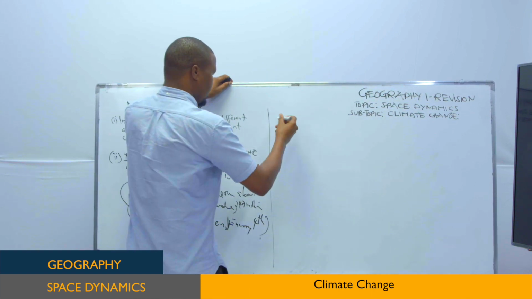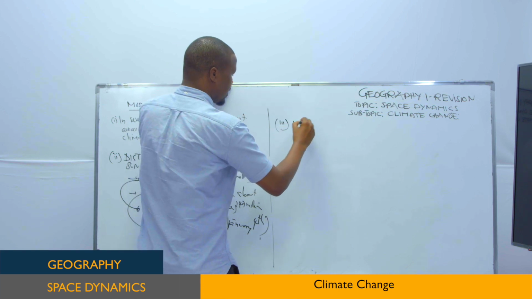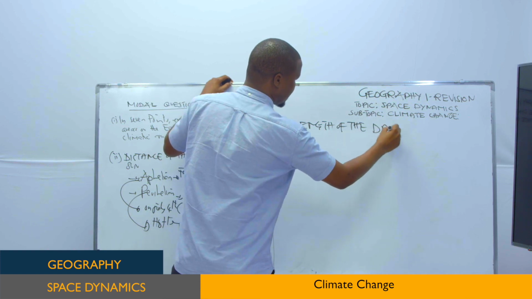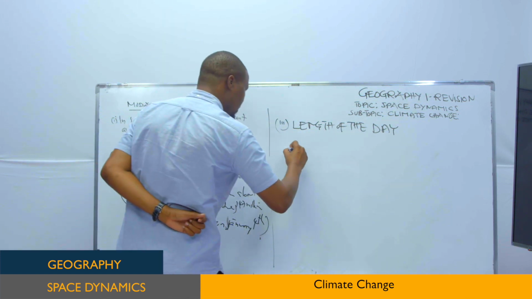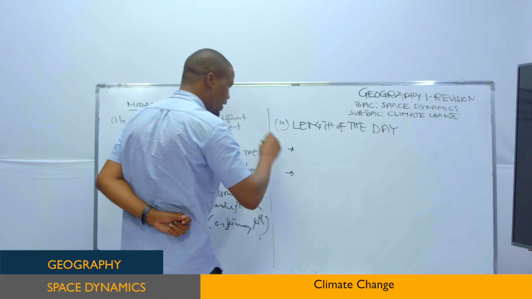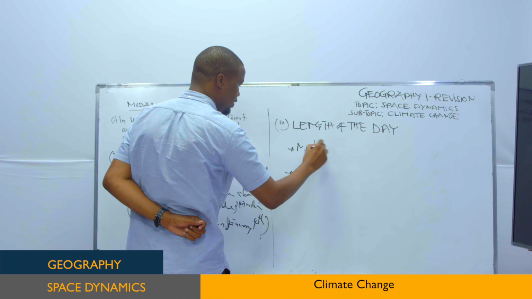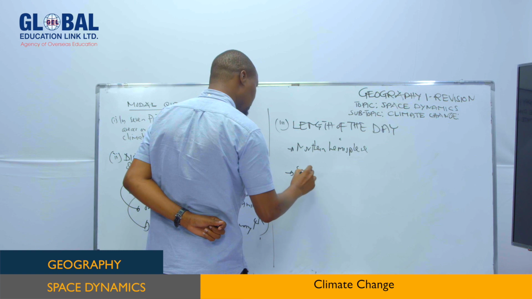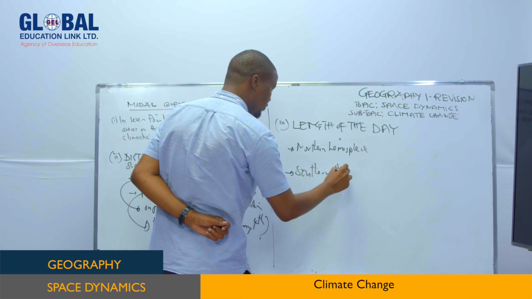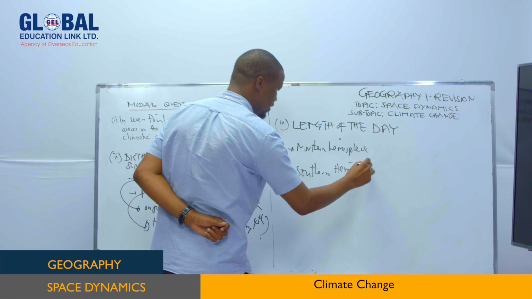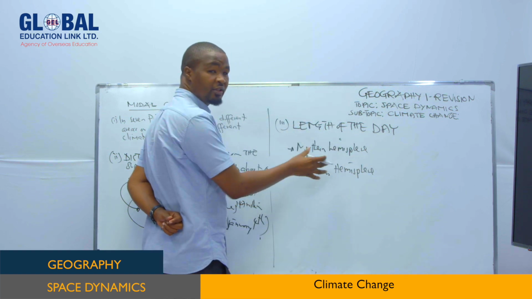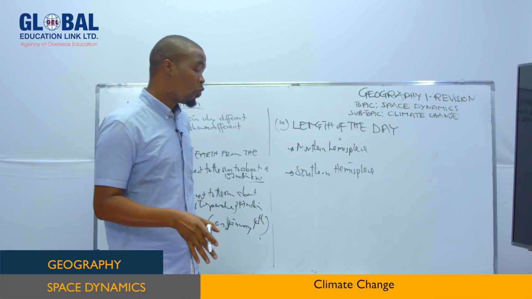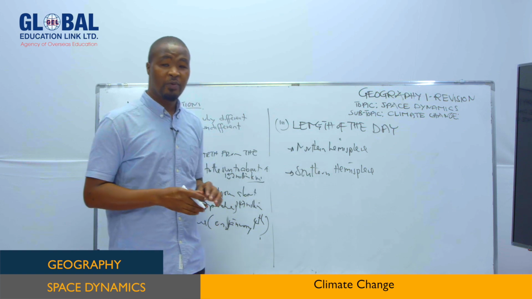Length of the day. We have another cause, we call it the length of the day. So listen to me very carefully. I will explain this by relating the northern hemisphere as well as the southern hemisphere. So we will see. During the summer, in the northern hemisphere days are longer than night. While during the summer at the southern hemisphere days are shorter than night.